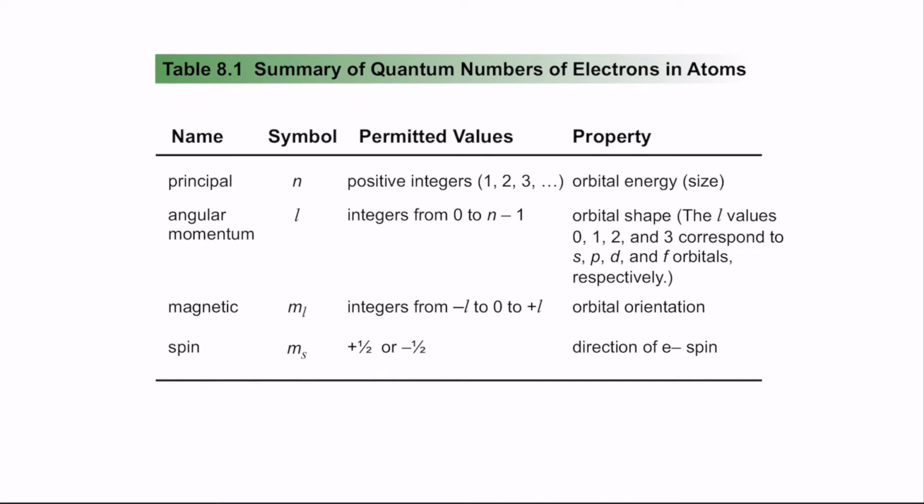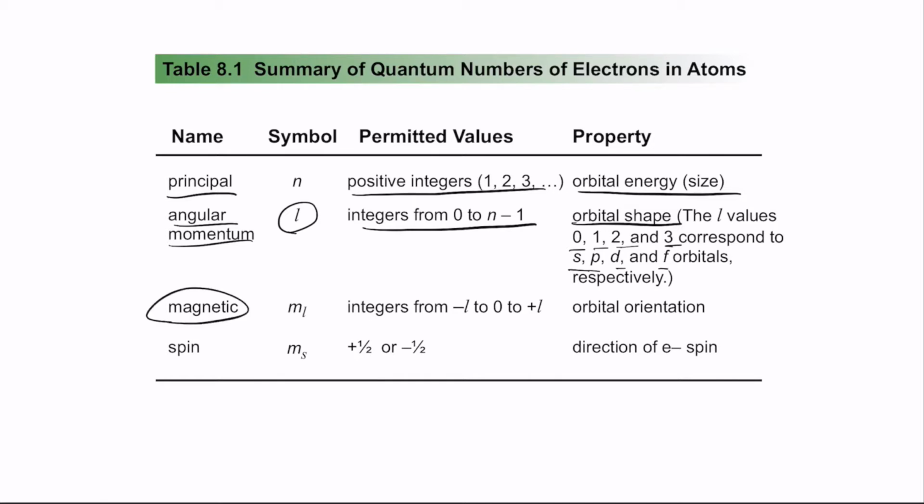So we discussed four quantum numbers. Principal quantum number, which has positive integers. It has the orbital energy, it generally shows you the size of the orbit. Angular momentum quantum number, L, is the integers from 0 to n minus 1. It determines the orbital shape, whether it is 0, 1, 2 and 3, which is the representation for S, P, D and F. Next we talked about the magnetic quantum number, which determines the orbital orientation, from minus L to 0 to plus L. And you have the spin quantum number, which generally has two values, plus half or minus half. It shows the direction of the electron spin.